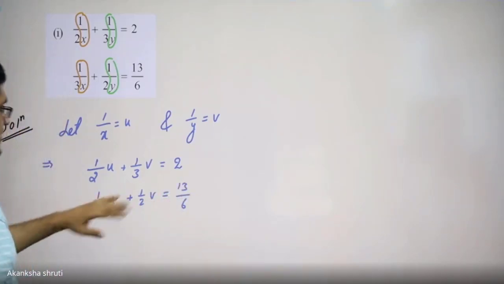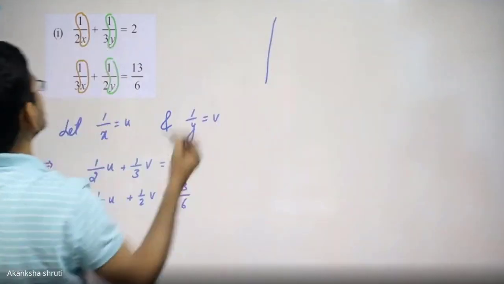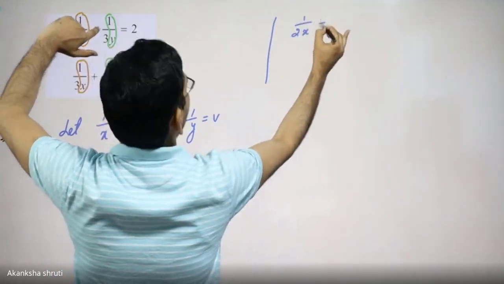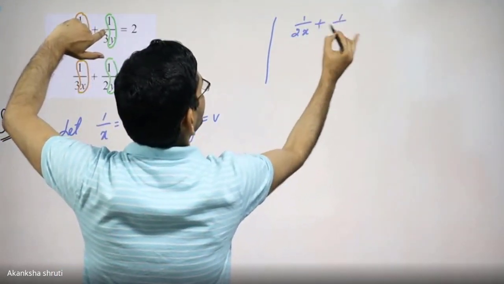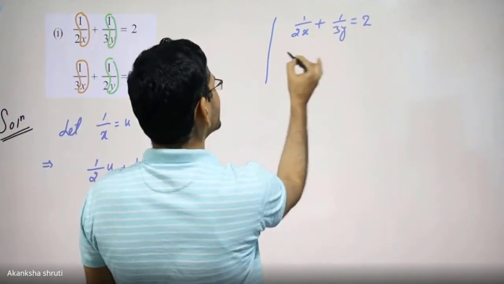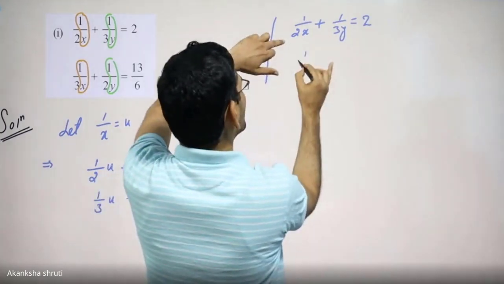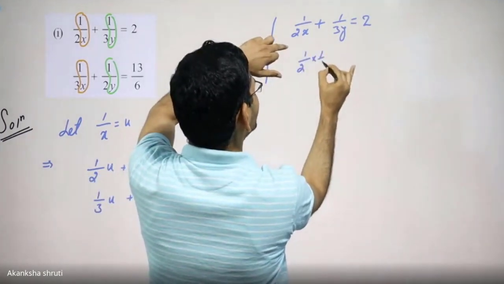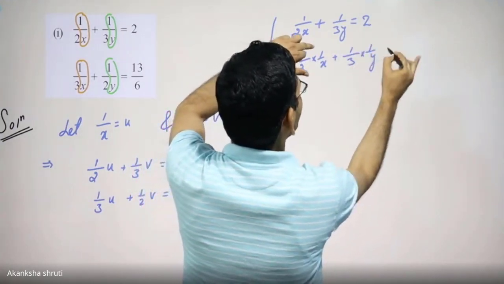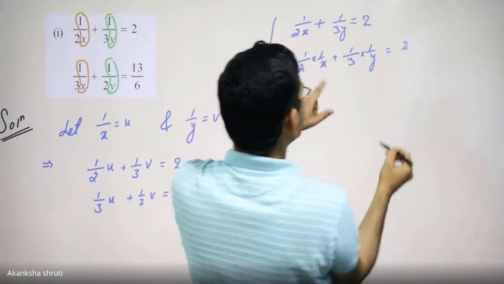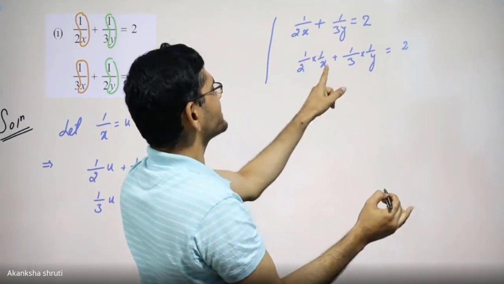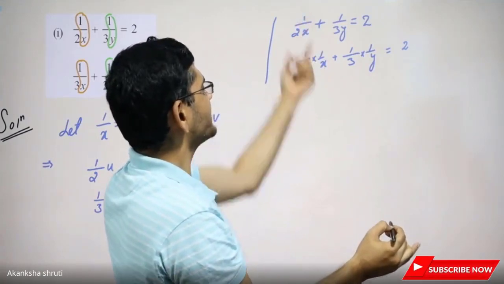I hope all the students are getting it. If you are not getting it, then please understand once more. The given question is 1 by 2x plus 1 by 3y is equal to 2. This 1 by 2x simply means 1 by 2 into 1 by x, plus 1 by 3 into 1 by y is equal to 2. Because numerators get multiplied and denominators get multiplied, they can be separated, and here we have separated.